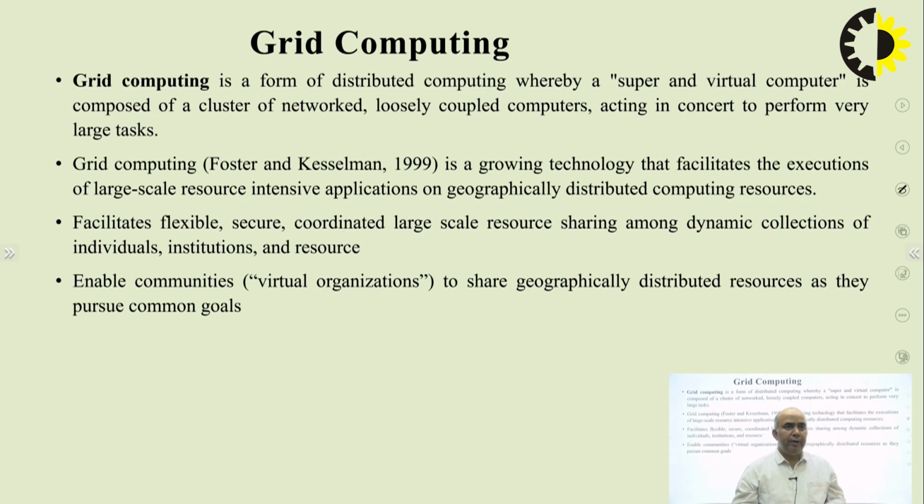In grid computing, the given instructions or various tasks are divided into various subtasks, and these subtasks are executed simultaneously. Once the task is completed, the result is given to the main computer, so that the main computer will display the output.